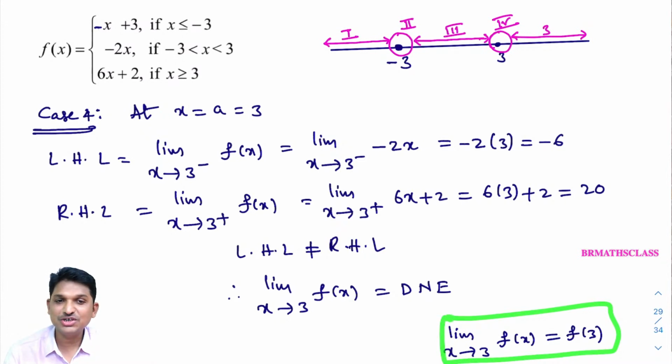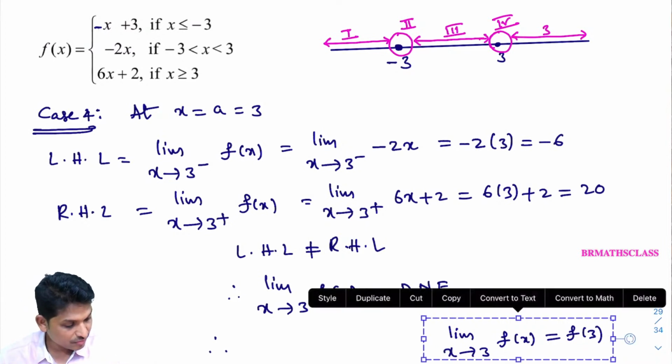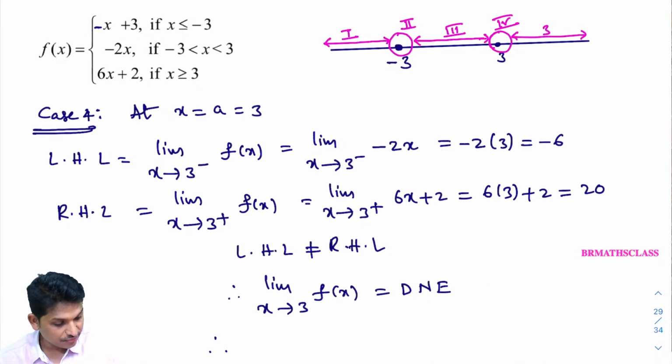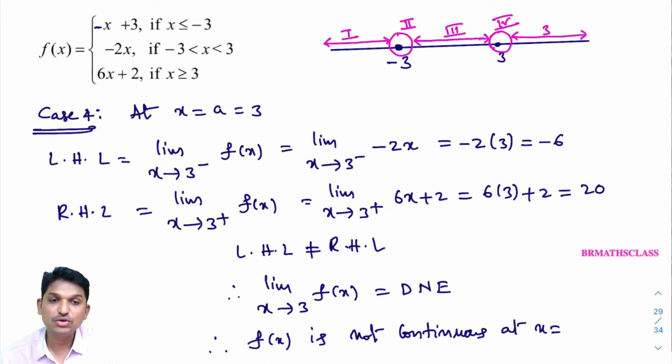What are they asking in the question? Find the points of discontinuity. We got the point of discontinuity. Therefore, f of x is not continuous, or discontinuous, both are the same, at x equal to 3. They are asking for the point of discontinuity. Now we got the point of discontinuity.